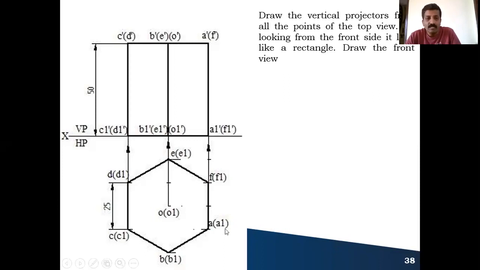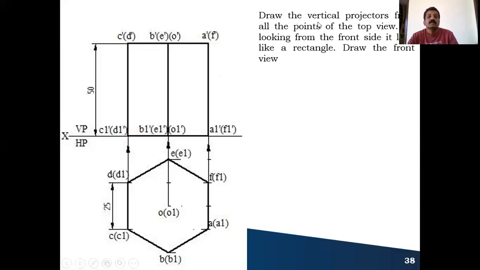And here as you can see, you are looking from here for the front view, A, B, C you can see, you cannot see D, E, F. That's why D dash, E dash and F dash should be written within the bracket. Similarly A1, B1 and C1 you can see, you cannot see D1, E1 and F1. That's why D1 dash, E1 dash and F1 dash are written within the bracket. So this completes your true shape diagram, that is the initial position, front view as well as the top view.